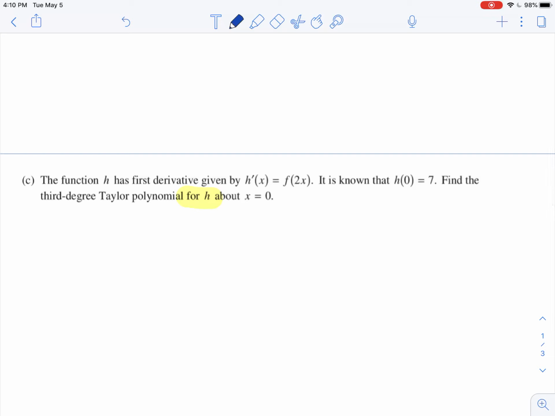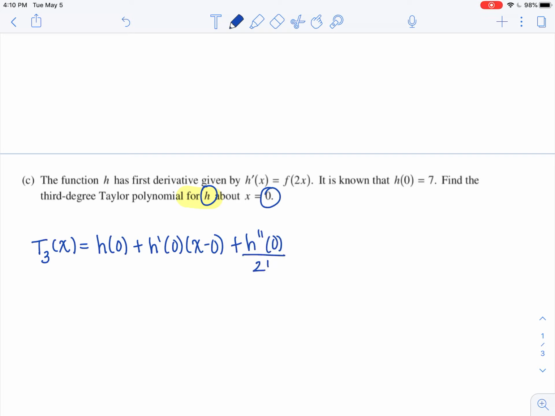So let's write the general one first. I'm going to call this T sub 3 of x. We're centering around 0, where you're plugging in 0. So begin with the tangent line: h of 0 plus h prime of 0 times x minus 0, plus h double prime of 0 divided by 2 factorial, not h, times x minus 0 squared, and then h triple prime of 0 all over 3 factorial times x minus 0 cubed.